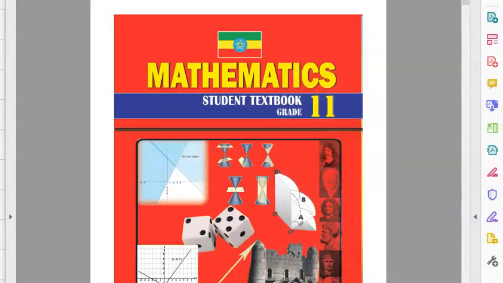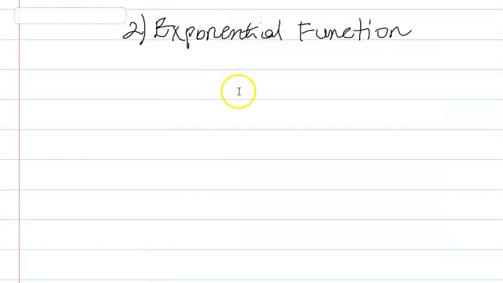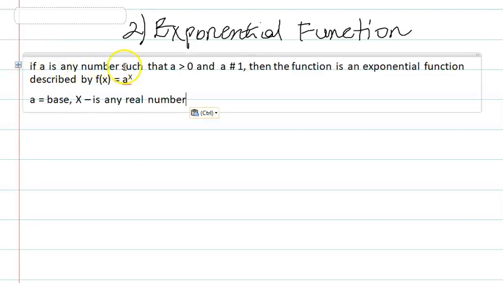ኤክስፖኔንሻል ፈንክሽን። ስለዚህ what is exponential function ዲፋይን አደርጋለሁ ማለት ነው። Exponential function: if a is any number such that a greater than 0 and a different from 1, then the function is an exponential function described by f of x equals a to the power of x.